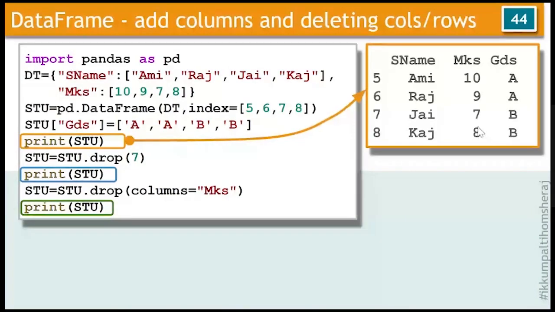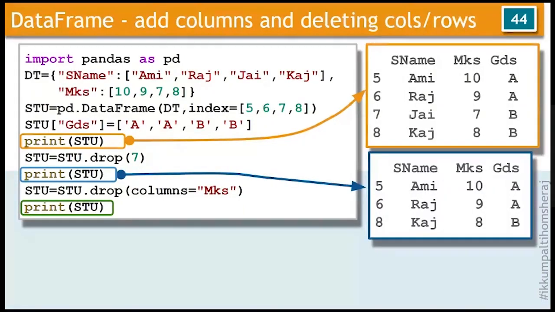Now after doing this, if I say stu drop 7, that means corresponding to 7, every piece of data will be deleted from here. If we look at the content after this, you will see that except for the row corresponding to index value 7, all remaining data is going to be displayed.